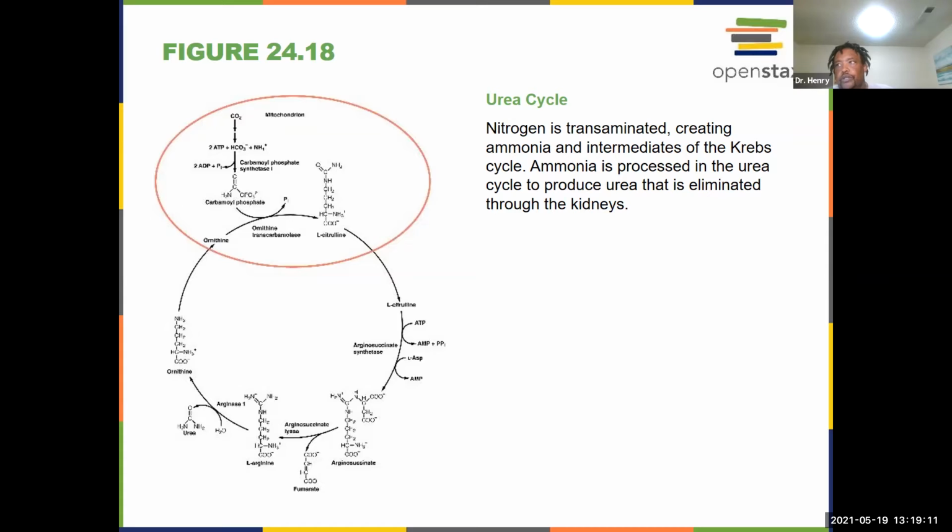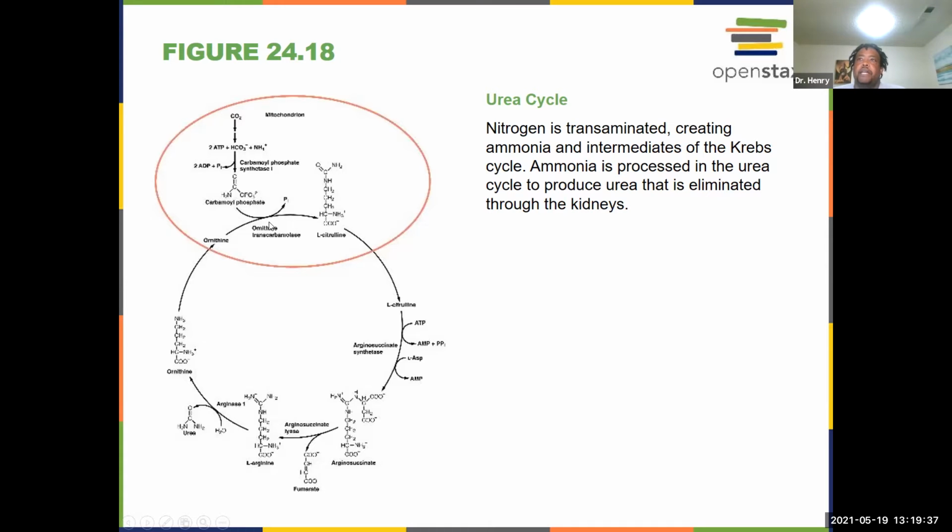Okay, so ammonia is going to be processed in the urea cycle, and you're going to be producing urea that is going to be eliminated by the kidneys. So anything that isn't going to be utilized is going to be made into urea and gotten rid of by the kidneys.